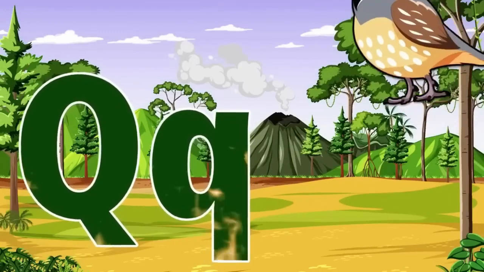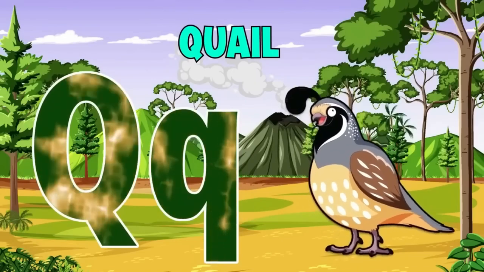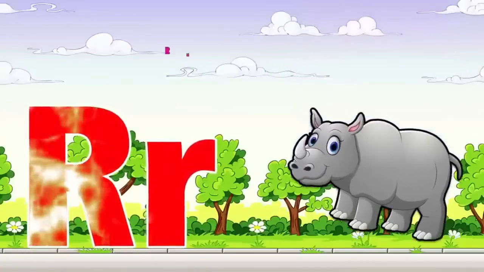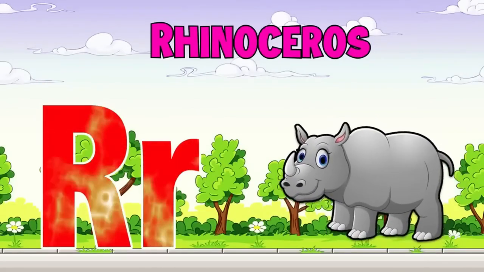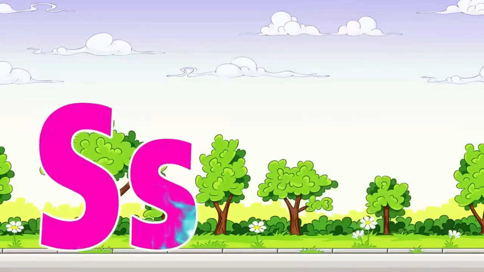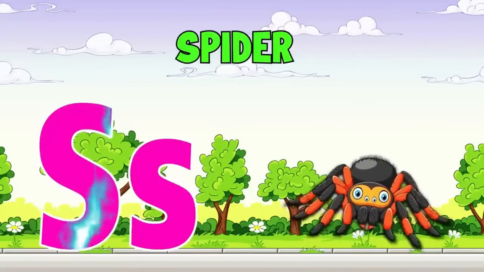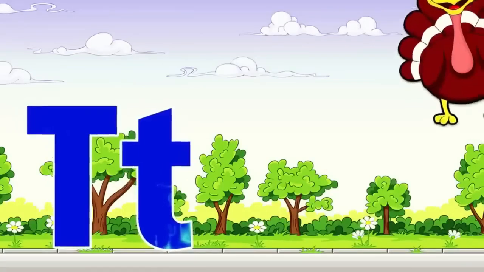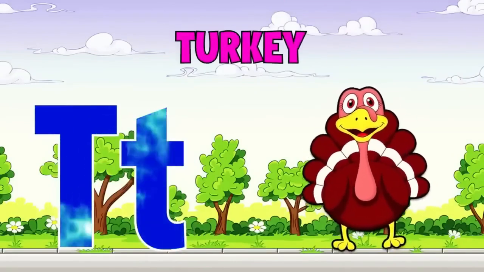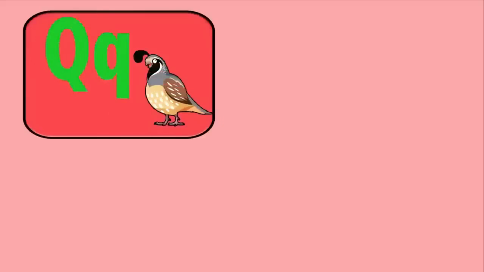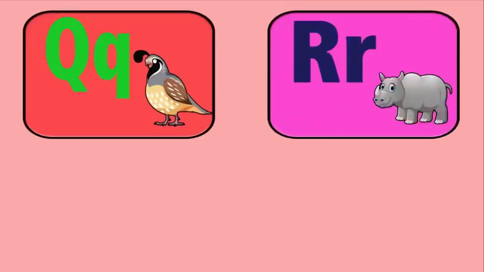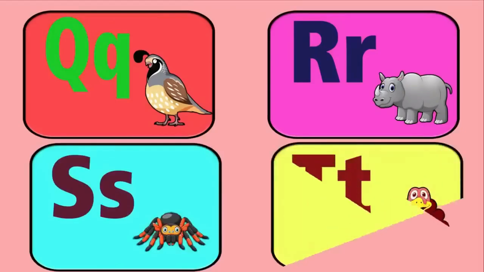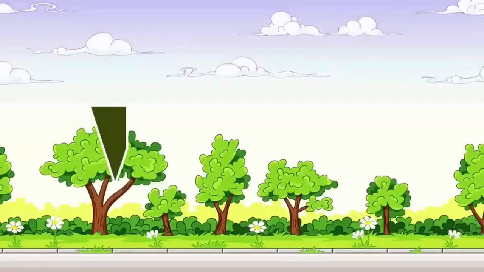Letter Q. Its sound is k. Q quail. Letter R. Its sound is r. R rhinoceros. Letter S. Its sound is s. S spider. Letter T. Its sound is t. T turkey. Q for quail. R for rhinoceros. S for spider. T for turkey. Awesome.